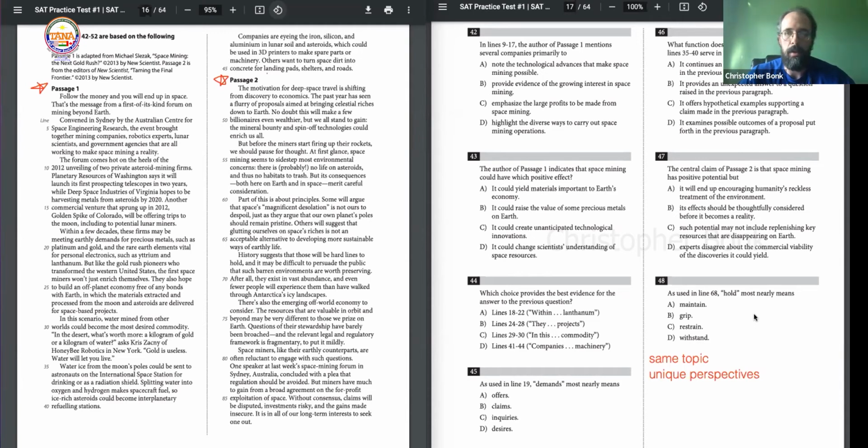But our number one goal is for any big picture question, and we'll see that as we go through some. You kind of even see one of them on 47. What's the central claim of just one passage? Other times, how do they relate to each other? What do they share in common? All different ways they can ask it.